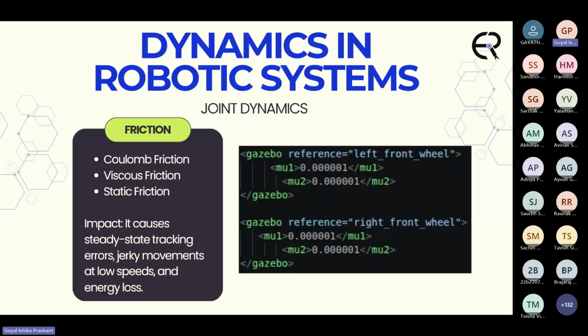Now, while we consider these factors in real life, we also need to implement them when we're making simulations. So, for example, when we're defining our left front wheel, we will put in the friction values. For example, mu1 being the forward friction and mu2 being the sideways friction. And similarly for the right wheel.